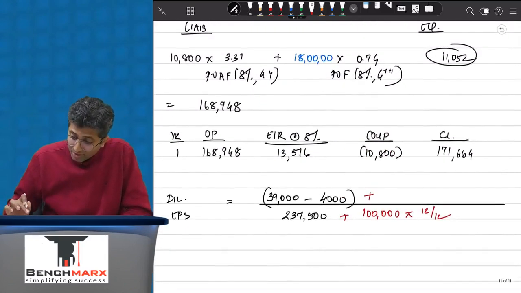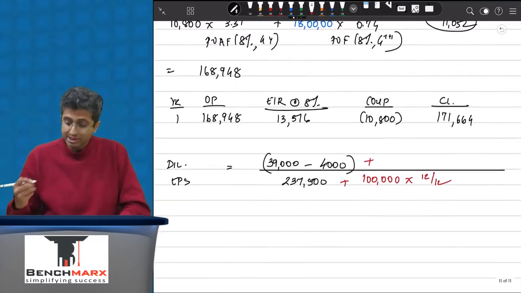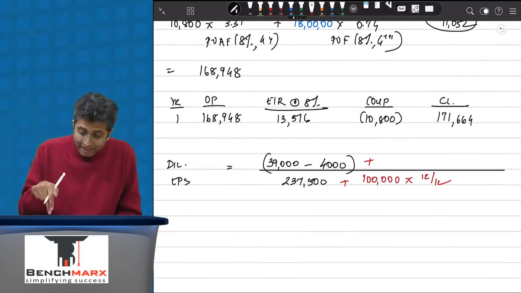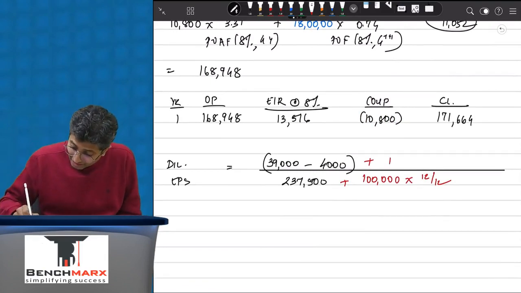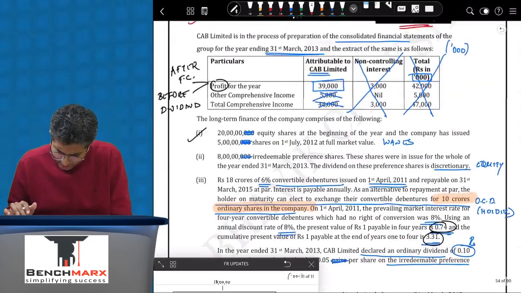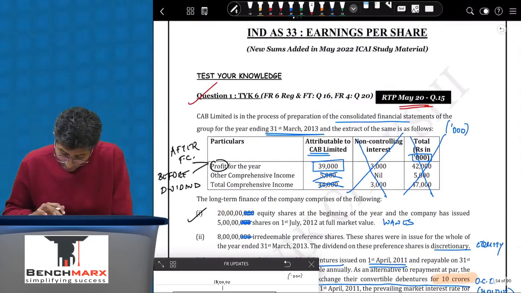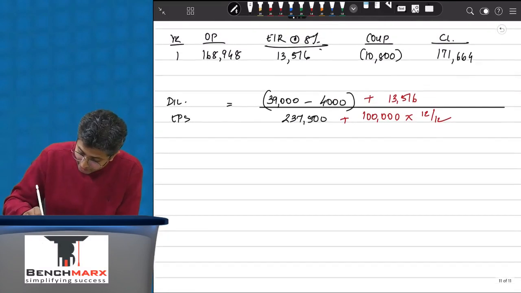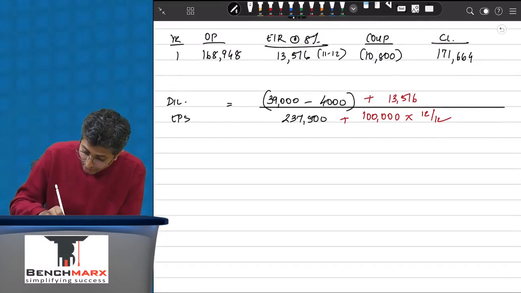But at the same time, you will save the interest. Acha, interest kitna? 10,800. Well, that is a payment. In your P&L, while calculating 39,000, you must have subtracted 13,516. Just a second, you are calculating this for the year 12-13. Okay, so not even 13,516. This is the interest for the year 11-12.